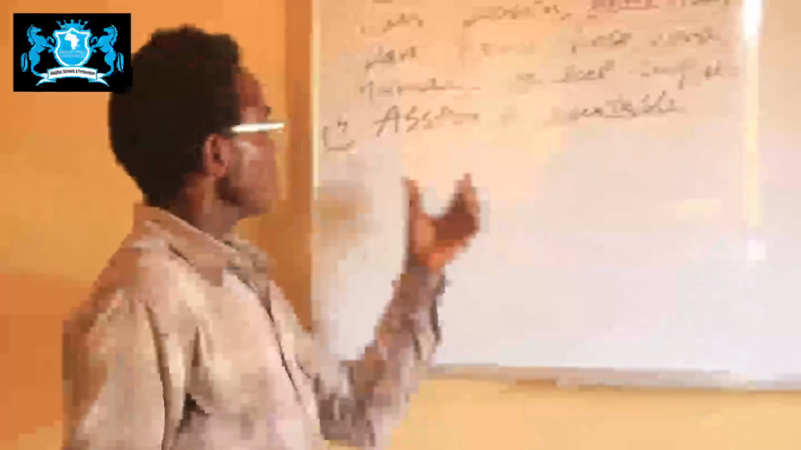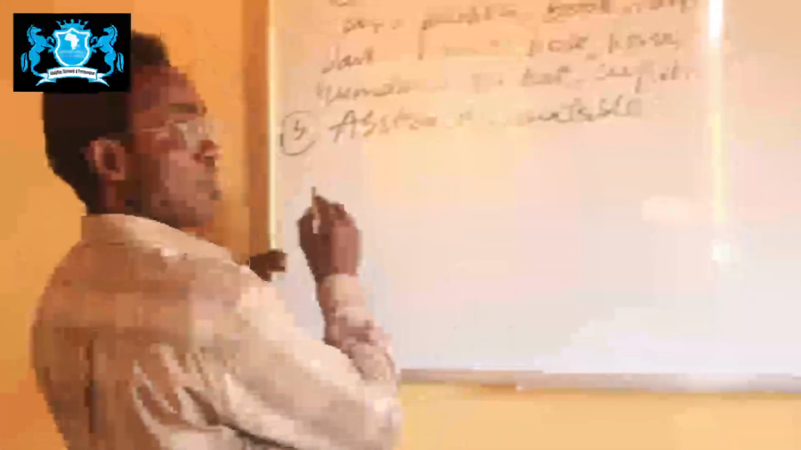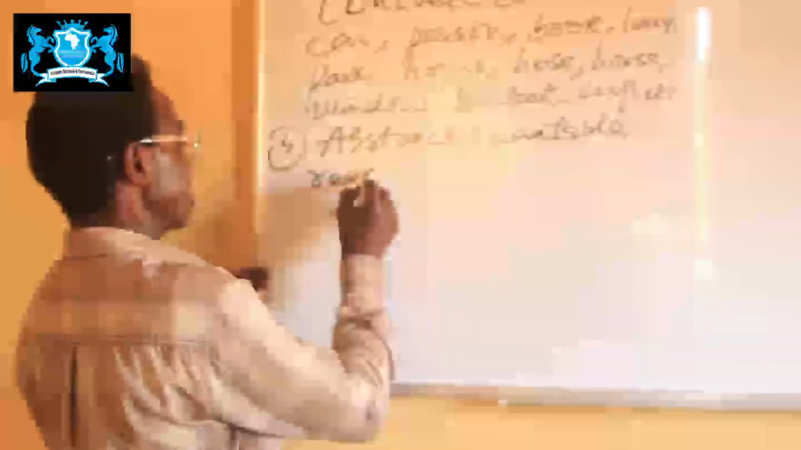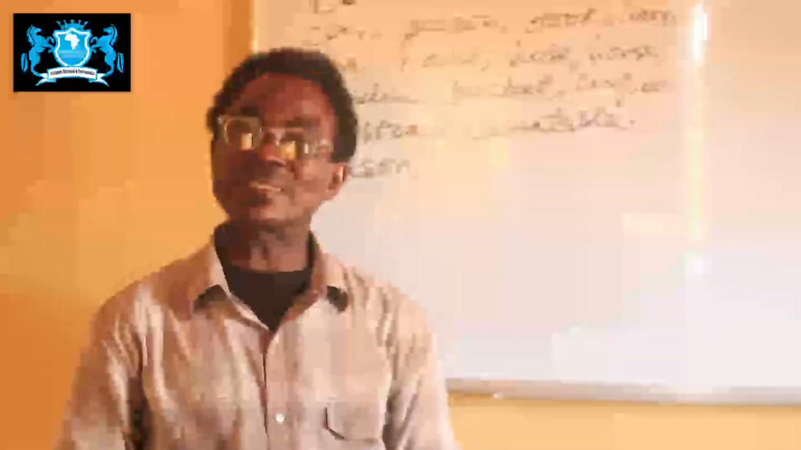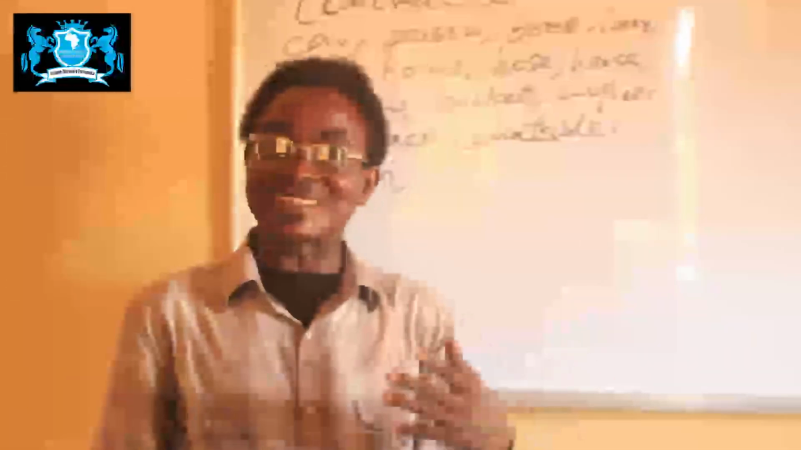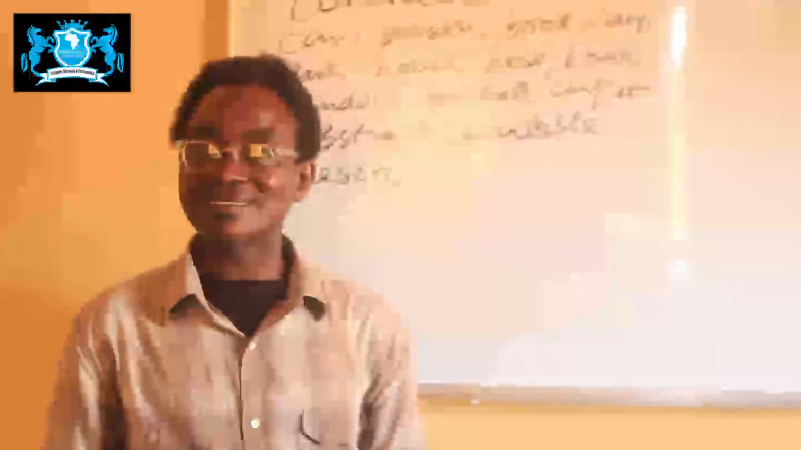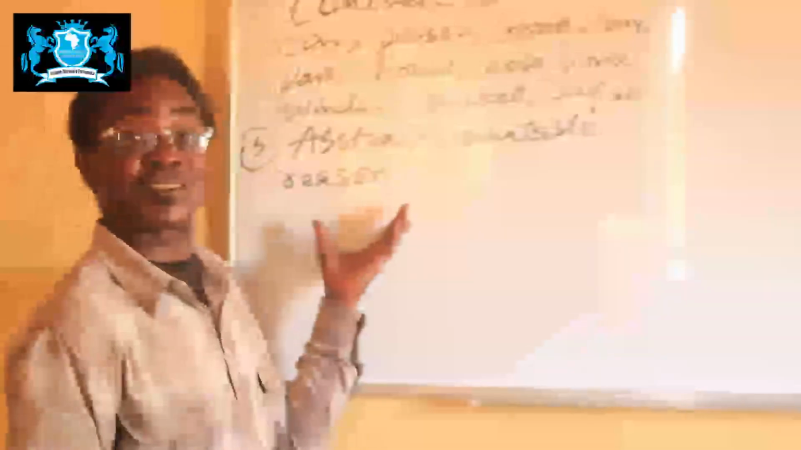Now, some of them are also countable. An example is reason. We know what reason is. What was the reason behind her action? We know what a reason is when someone talks about reason, but no one has ever seen reason physically. The plural of reason is reasons.